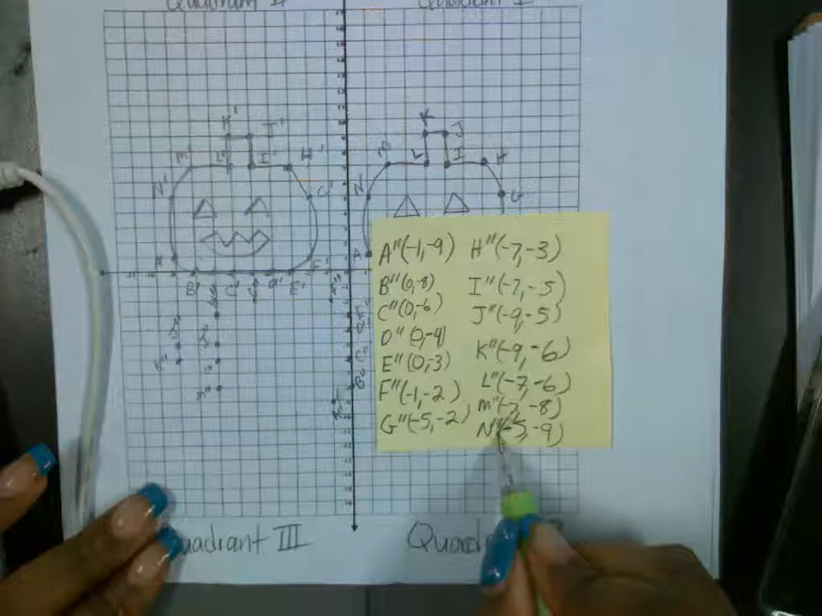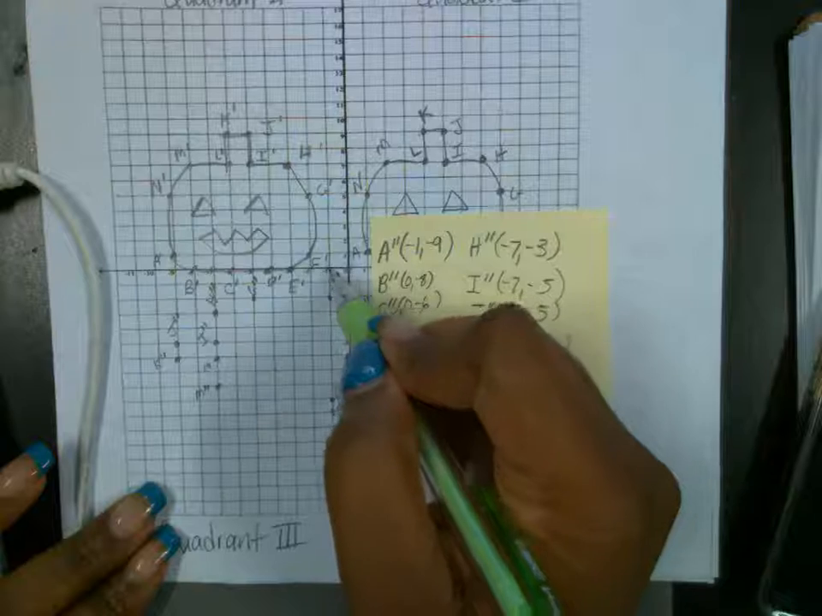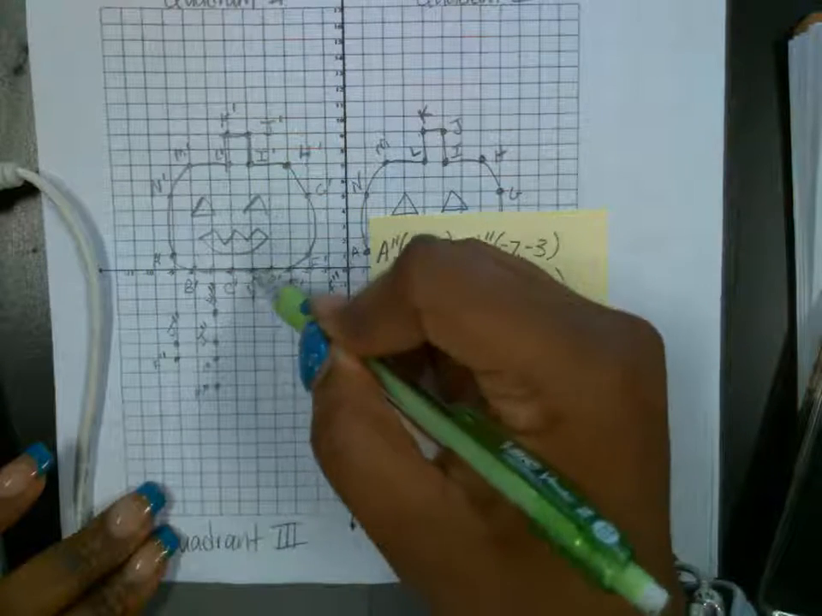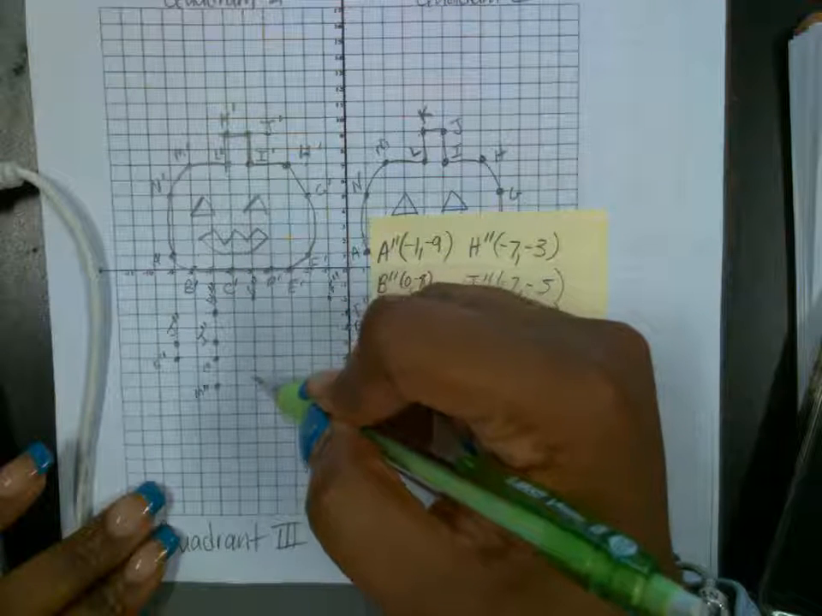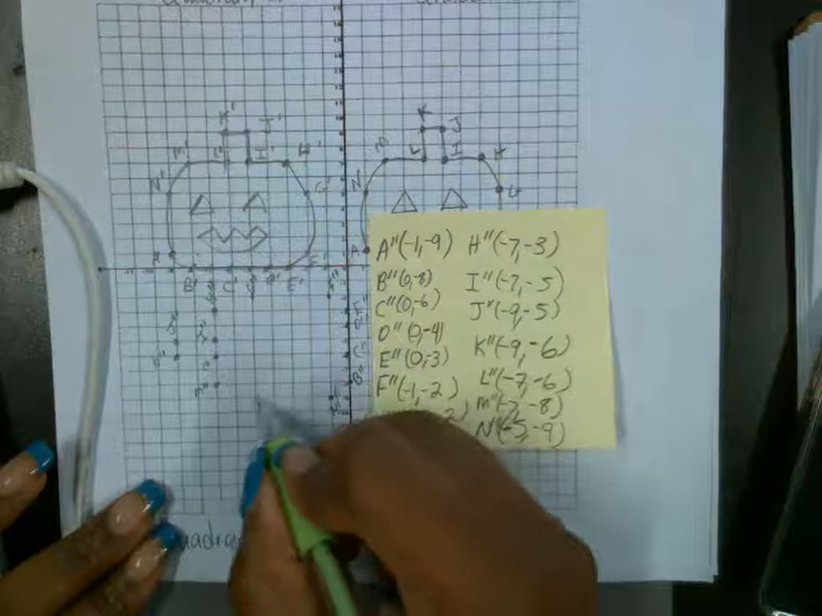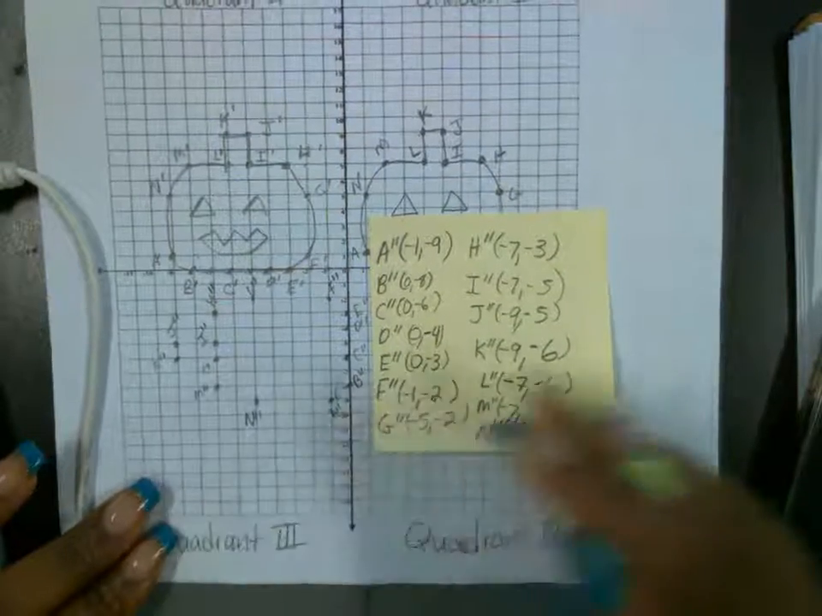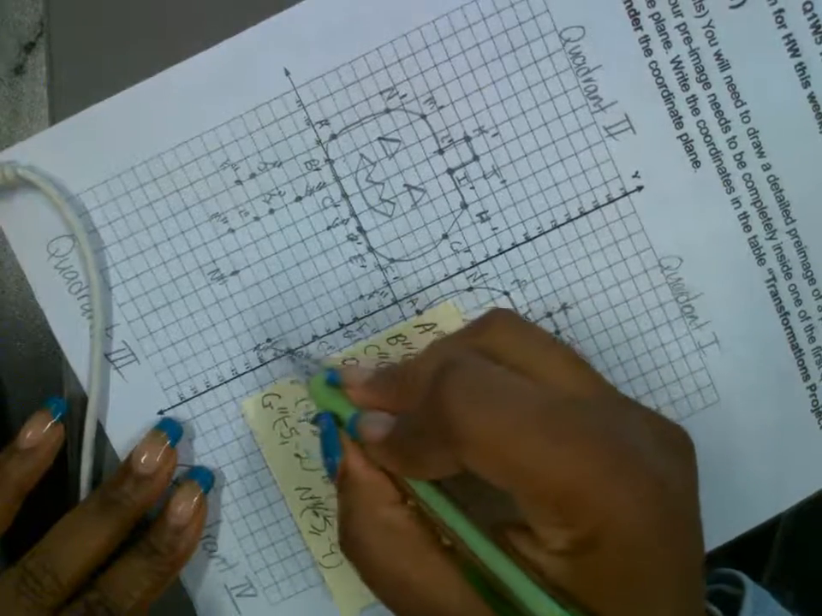The last one, N prime prime, is -5 and -9. So start here, go to the left. 1, 2, 3, 4, 5, and go down 9. 1, 2, 3, 4, 5, 6, 7, 8, and 9. This is N prime prime. So now we're going to connect the dots. And it should be a sideways pumpkin, right?